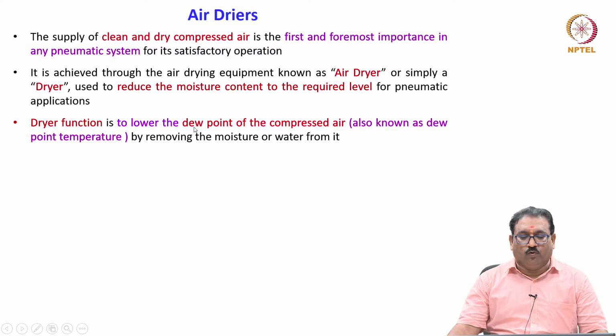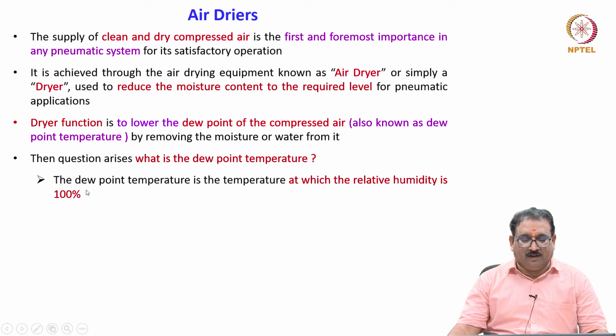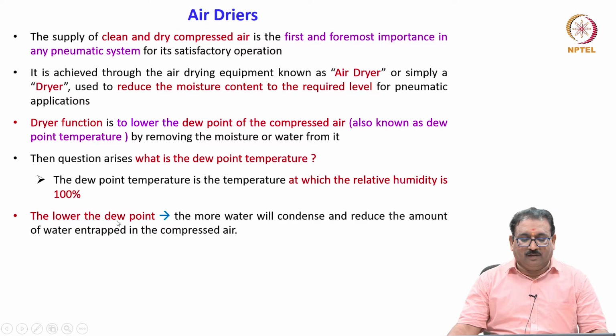So, the dryer's function is to lower the dew point of the compressed air. It is also known as the dew point temperature. How to do this? By removing the moisture or water from it. Then the question arises, what is this dew point temperature? The dew point temperature is the temperature at which the relative humidity is 100%. The lower the dew point, the more water will condense and reduce the amount of water entrapped in the compressed air.